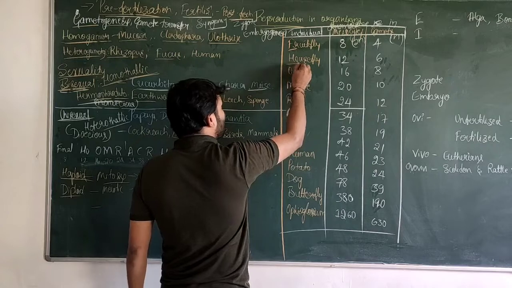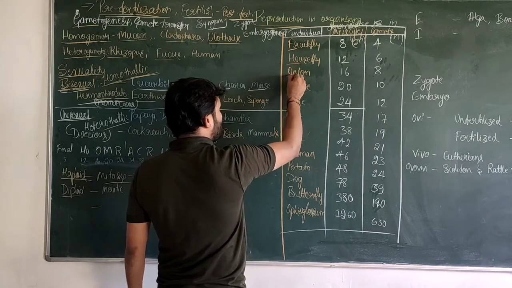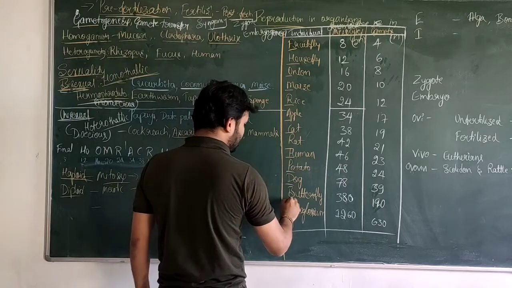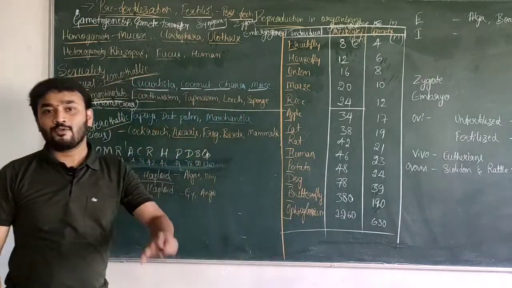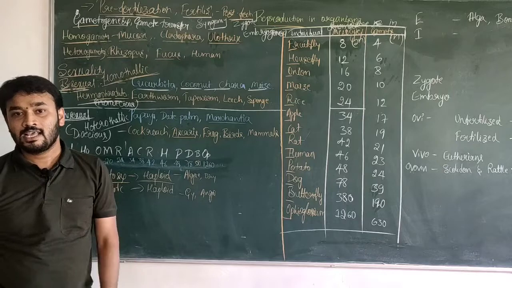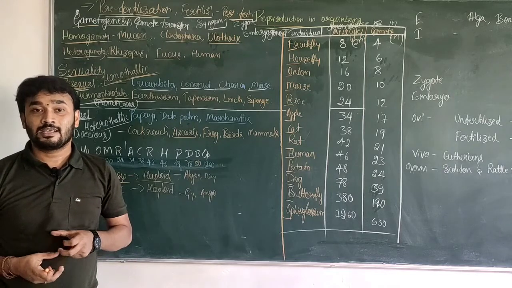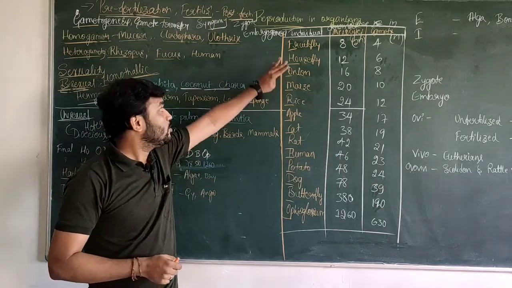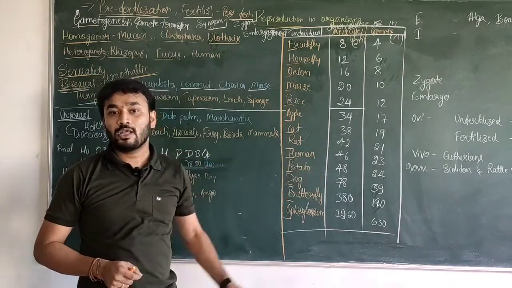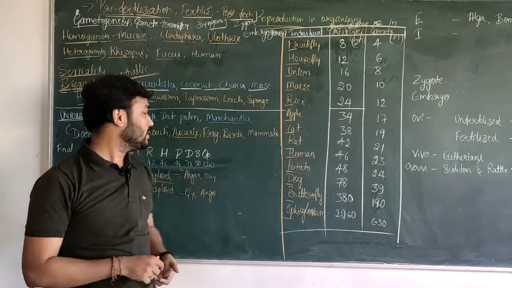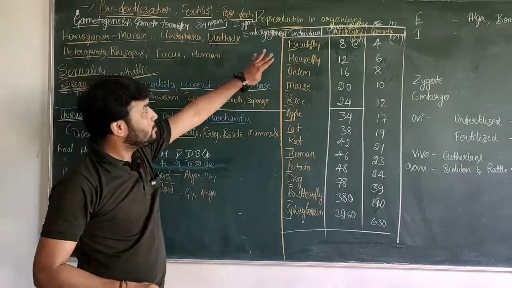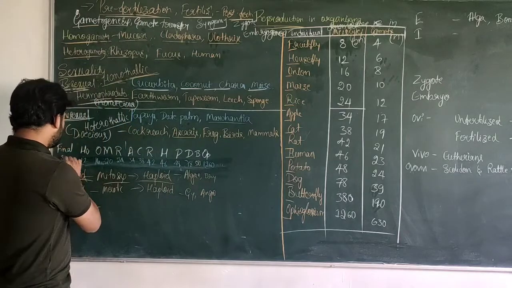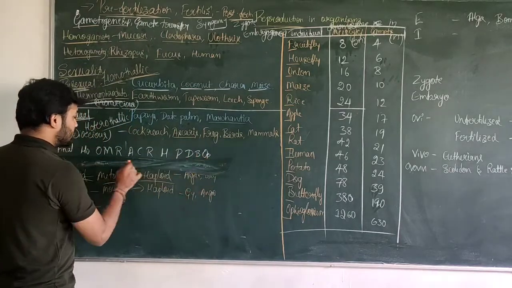F O means H. O M R A C R H P D D 4. What is this? I have taken all the first letters. This is what we call a technique in the studies of education called mnemonics. The mnemonic method we are using here is that every word's first letter is taken and made into a sentence. What is that? See, we can see this.